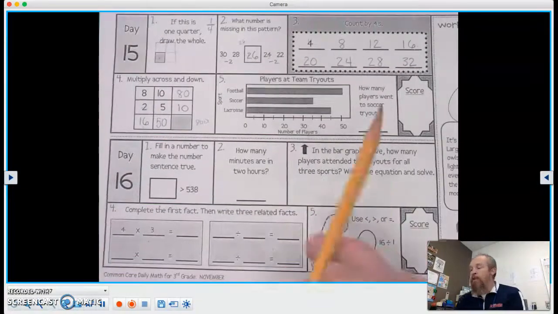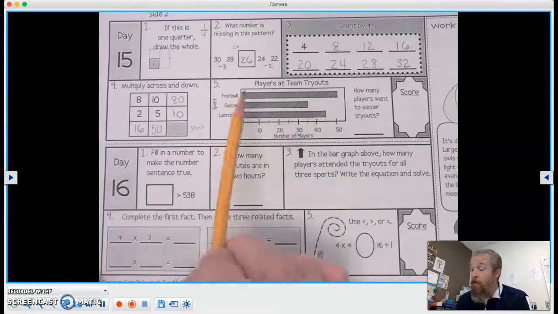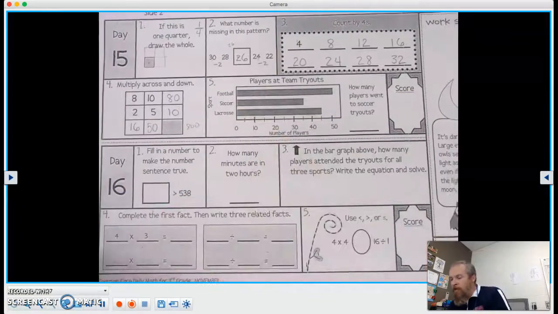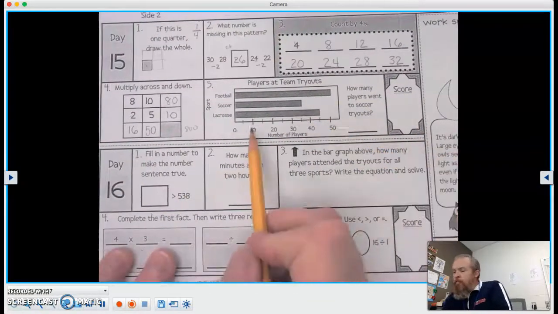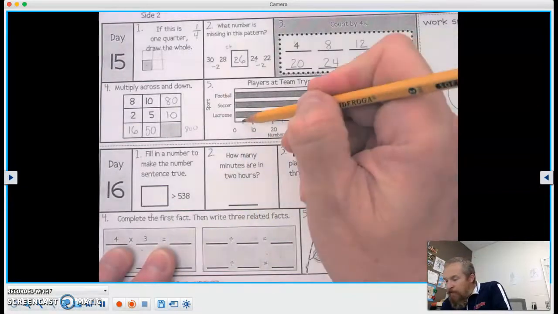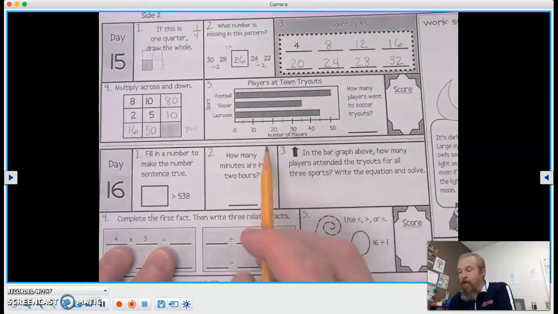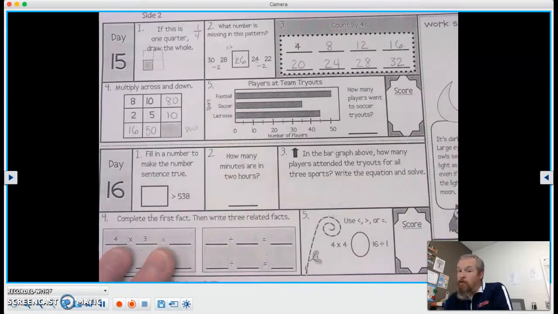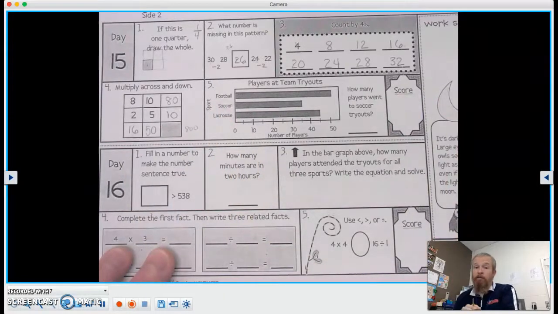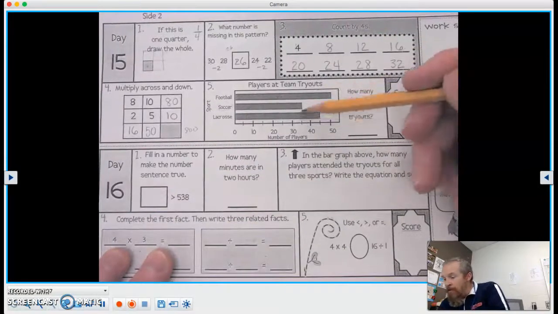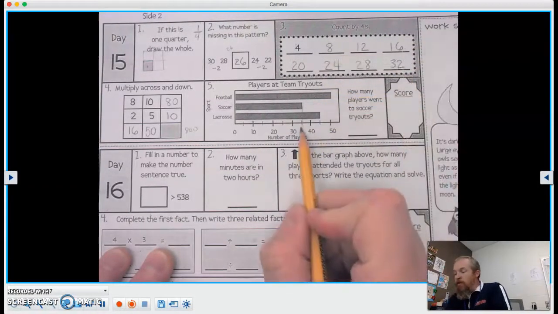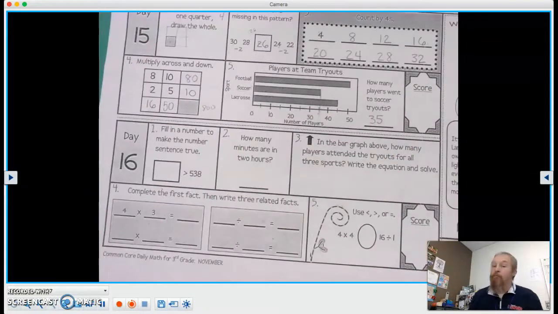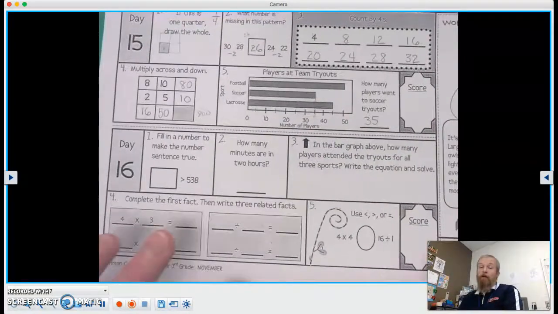Thanks. Players at team tryouts. So we have the sport, we have football, soccer, and lacrosse. Number of players, and I see on here the big lines go by tens, and the little line in the middle is halfway, so that would be by 5s. How many players went to soccer tryouts? So this one we're only looking for soccer, not football or lacrosse, only soccer. So I'm going to kind of make that line go here. And it looks to me, it's on that middle one, so 35. 35 players went to soccer, however you want to say that.